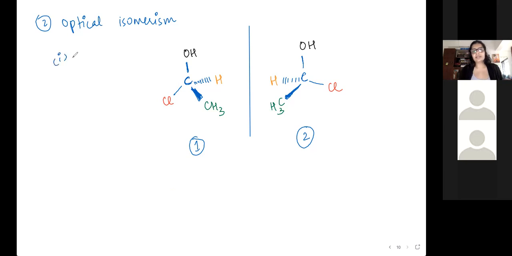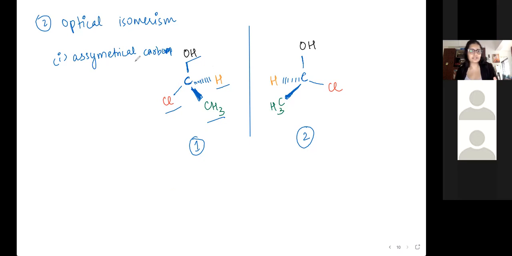Point 1 is that you need to have an asymmetrical carbon. Asymmetrical is basically a carbon which is attached to 4 completely different things. I took examples to make the difference clear, but it could be something as simple as a methyl group here, ethyl group here, hydrogen here, and propyl group here. It could be anything. The only condition is that all 4 must be different from each other.